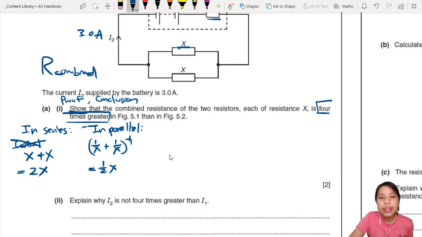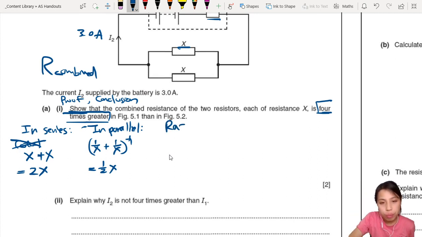Then, what to do next? You already found your equations. Don't just leave it there. You will not get your 2 marks. You might only get at most 1. Yes, you only get at most 1 if you do this. You must label also. So now you need to do a conclusion. They want 4 times greater. So you show them it's 4 times greater.